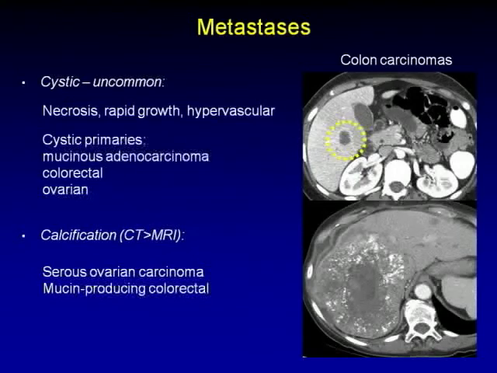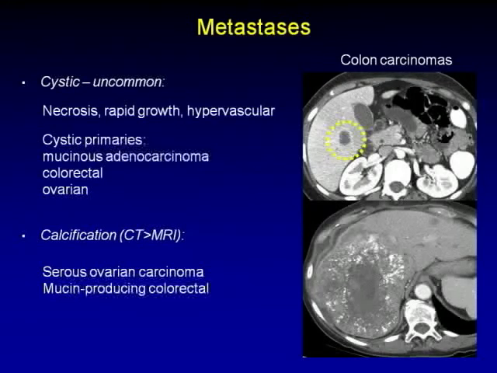Now, sometimes they can have slightly unusual appearances, such as the cystic change that we describe. This is uncommon, but it can happen, and it should be considered in very hypervascular tumors, such as neuroendocrine tumors that can outstrip their blood supply and undergo necrosis and cystic change. It can occur in the context of cystic primaries, such as a mucinous adenocarcinoma of the colon, sometimes of the pancreas, and also of the ovary. So colon and ovary are the two most common primaries that can have Mets that look like cysts.